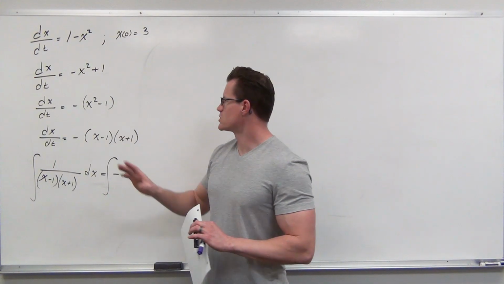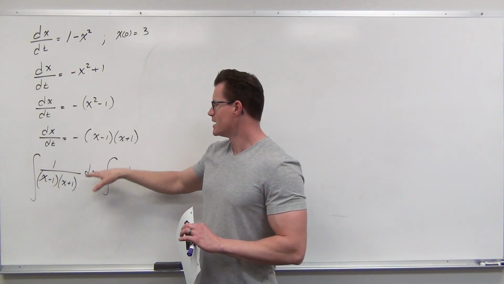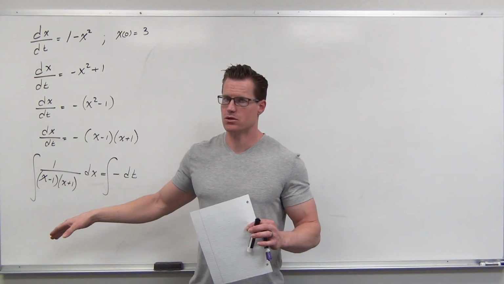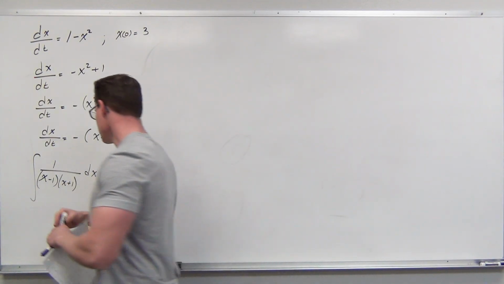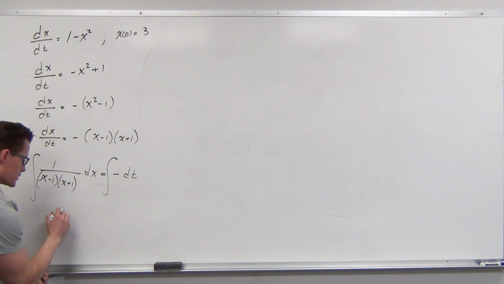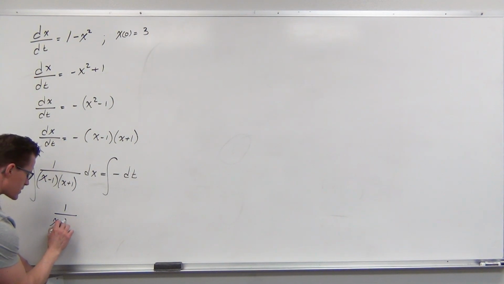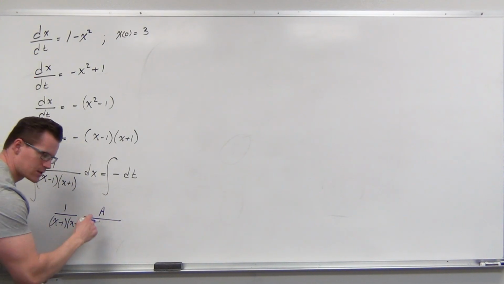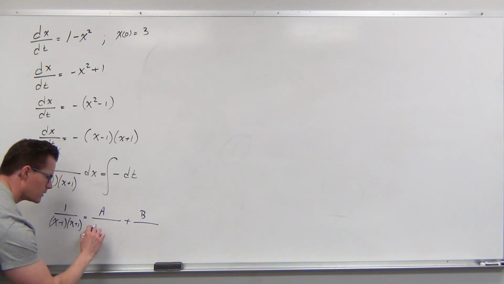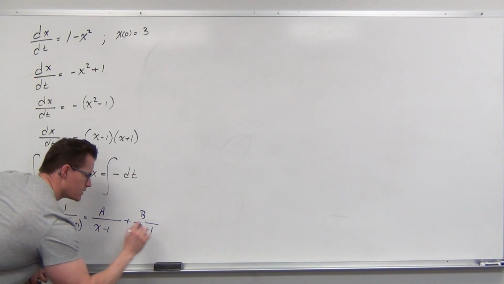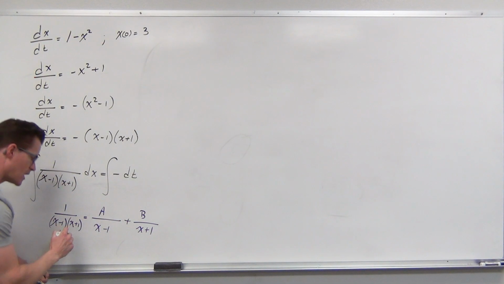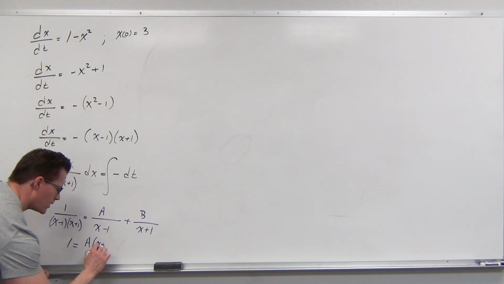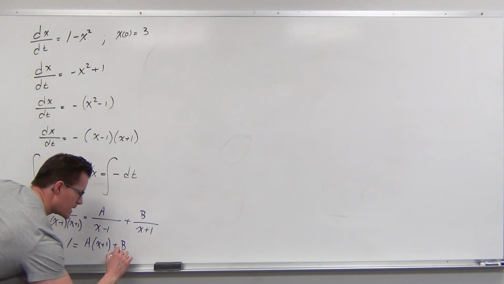Why I chose to put this in this order, factor the negative, is because I see a lot of sign errors happen if I don't do that. Again, it's not a huge deal, but it's a deal. So let's try to separate this by partial fractions. We know that two factors means we're going to get two fractions. Linear factors means that we're going to get constant numerators. Now we're finding the common denominator. So 1 would equal A times x plus 1 plus B times x minus 1.